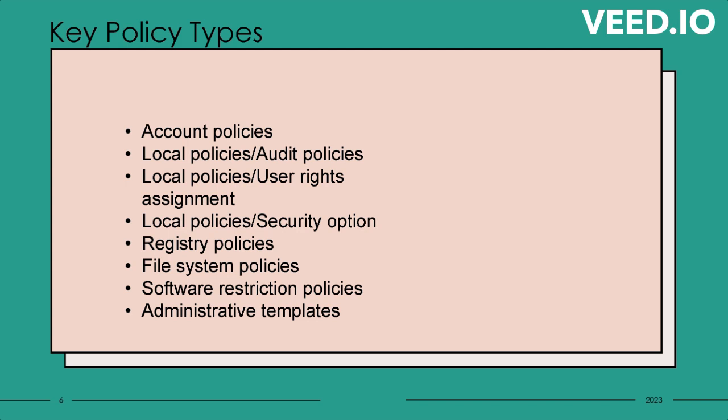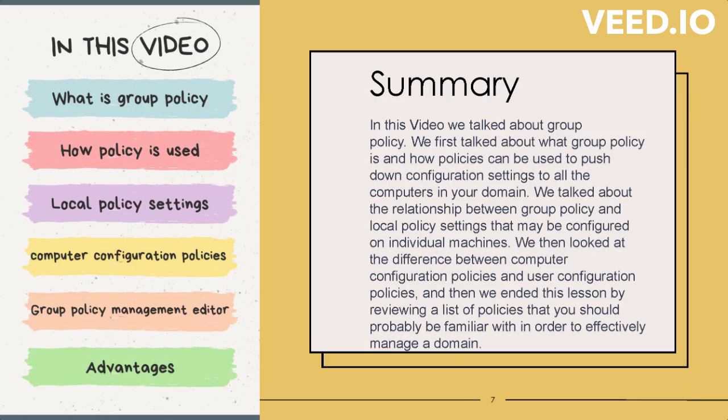In this video we talked about group policy. We first talked about what group policy is and how policies can be used to push down configuration settings to all the computers in your domain. We talked about the relationship between group policy and local policy settings that may be configured on individual machines. We then looked at the difference between computer configuration policies and user configuration policies. And then we ended this lesson by reviewing a list of policies that you should probably be familiar with in order to effectively manage a domain.